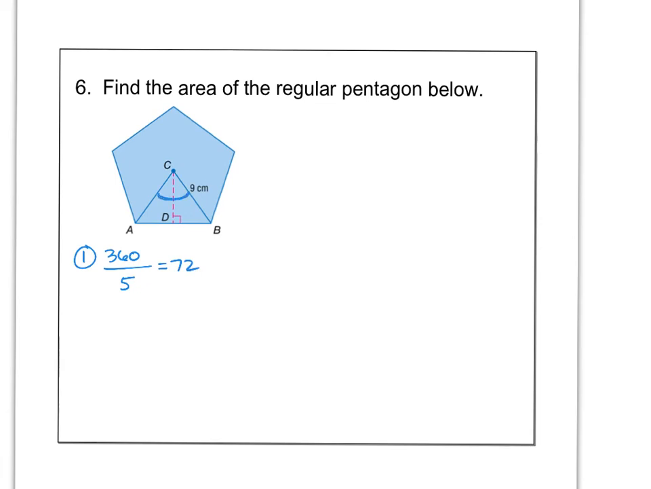Step number 2 is you are going to take that angle, that central angle, and cut it in half. Why do we cut it in half? We cut it in half so that we end up with a right triangle. So 36, I believe, is that number. So this angle right in here is 36, and over here is also 36. It's kind of hard to read that.